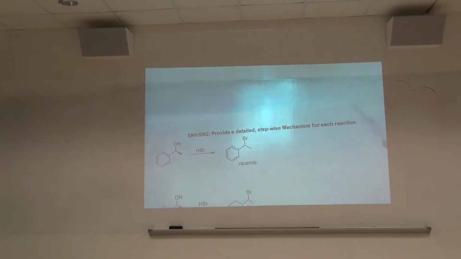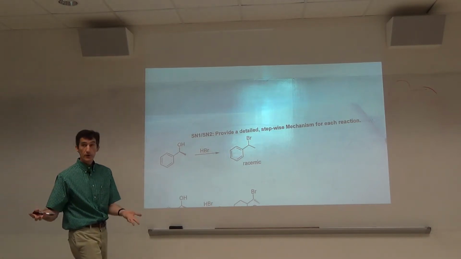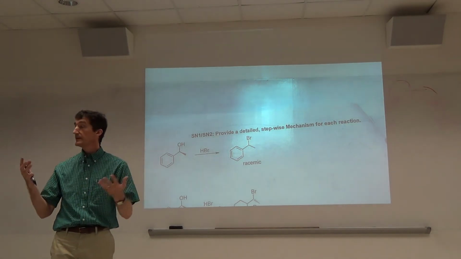And if it's SN1, what's the intermediate that's going to be formed? And carbocations are prone to doing what? Rearranging. So when you do carbocation chemistry, you're prone to doing rearrangements and ring expansions and stuff.